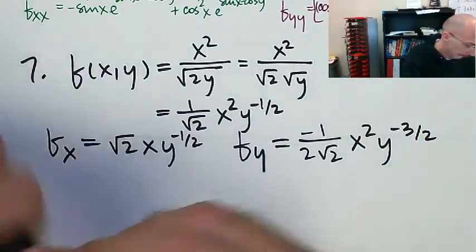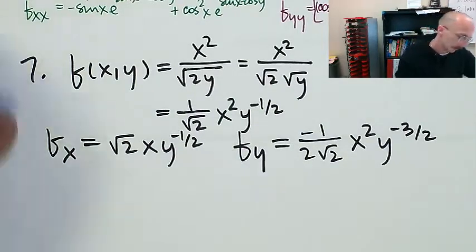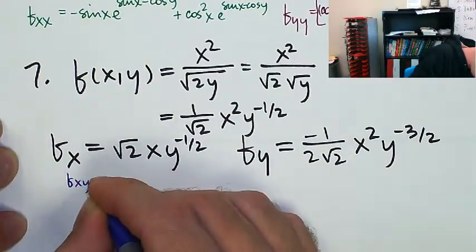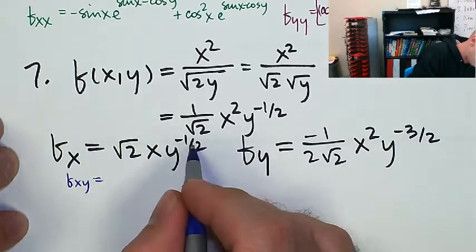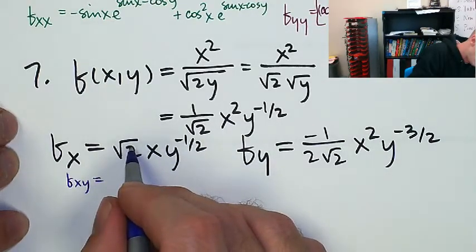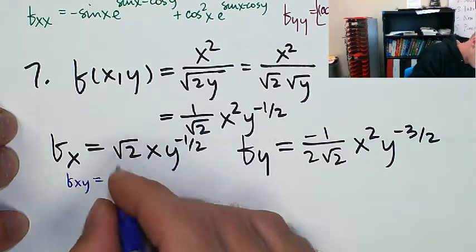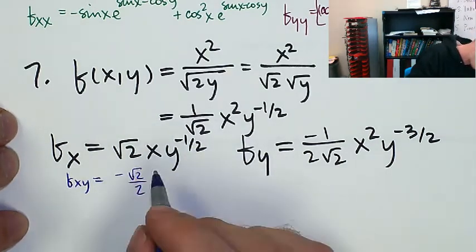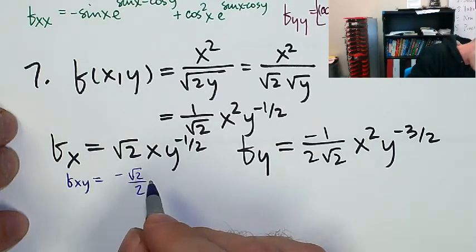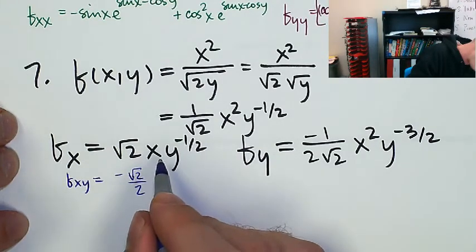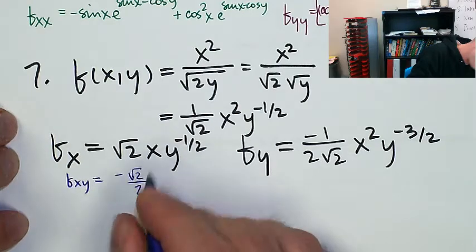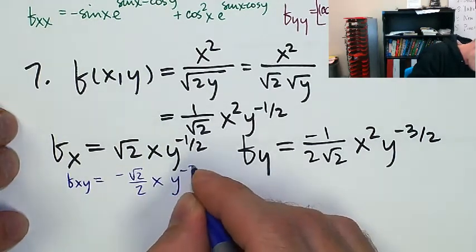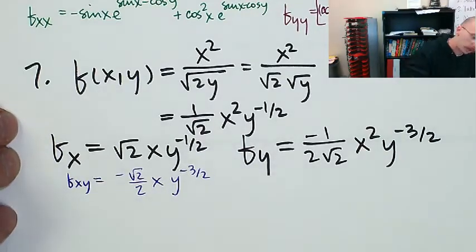Okay. Now, to get fxy, that's going to be taking the derivative of this thing with respect to y. And so that's going to be negative root 2 over 2 times, hold on, I'm taking the derivative of this with respect to y. Yeah, so x stays the same. We're going to reduce the power of y by 1 over here.